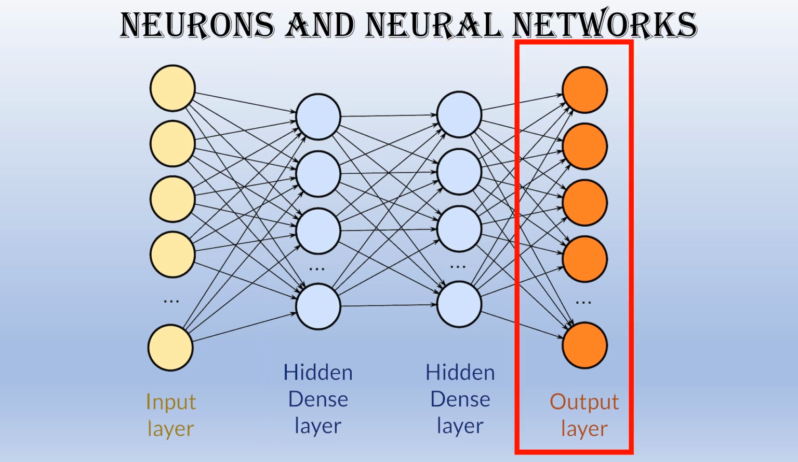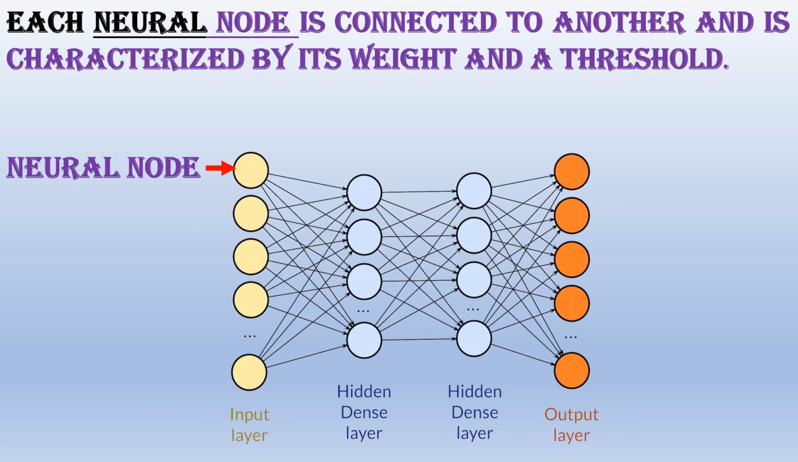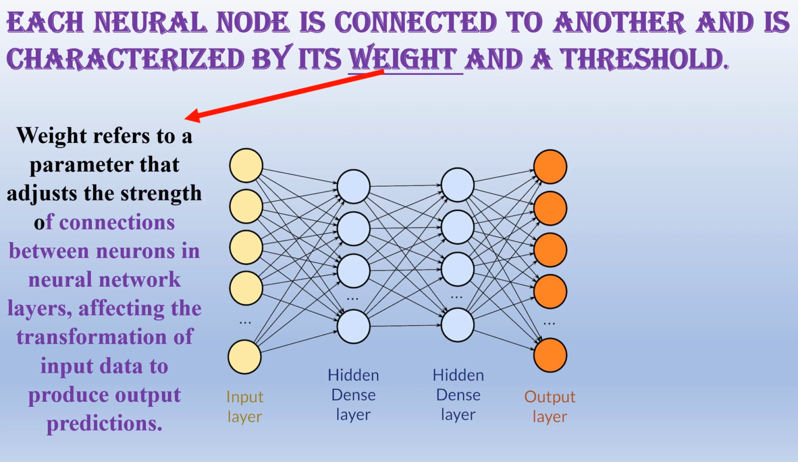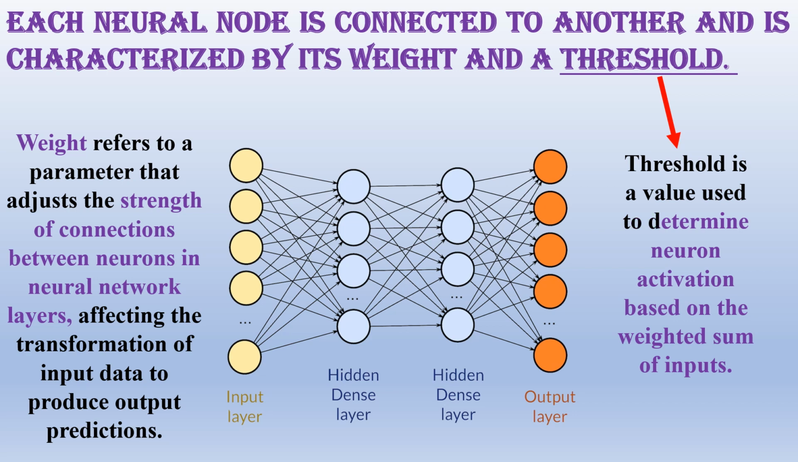And finally, output layer, single. The final result or prediction is made in the output layer. The output layer uses hidden layer information to select the most probable label. Each neural node is connected to another and is characterized by its weight and a threshold. Weight refers to a parameter that adjusts the strength of connections between neurons in neural network layers, affecting the transformation of input data to produce output predictions. Threshold is a value used to determine neuron activation based on the weighted sum of inputs.